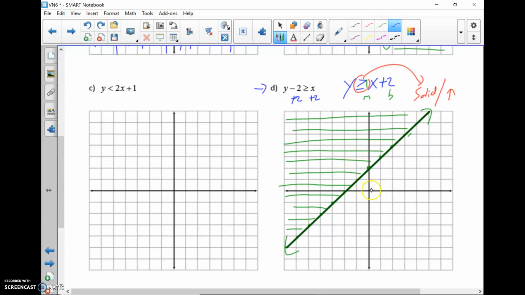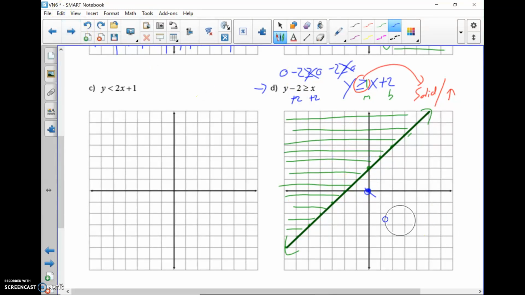Like I could pick a coordinate, something easy to work with, like 0, 0. If I plug 0, 0 in here, and I can plug it into my original or this one, doesn't matter. If I plug in 0, I get 0 minus 2 is greater than or equal to 0, which ends up telling me -2 is greater than or equal to 0. That's false. Because it comes out false, I know that's not the side I shade to. If I were to pick a point, say this point, or this point, or any point in here, it's going to come out to be true, because those are the correct solution region points.